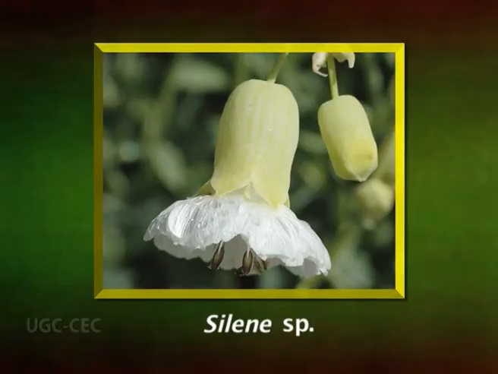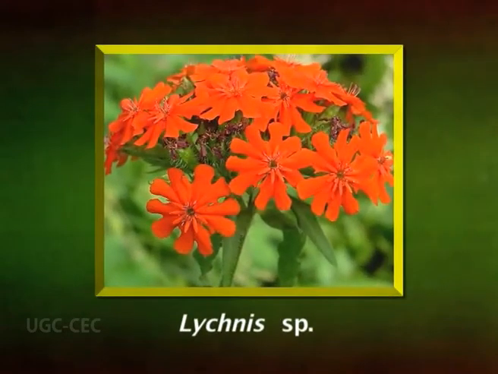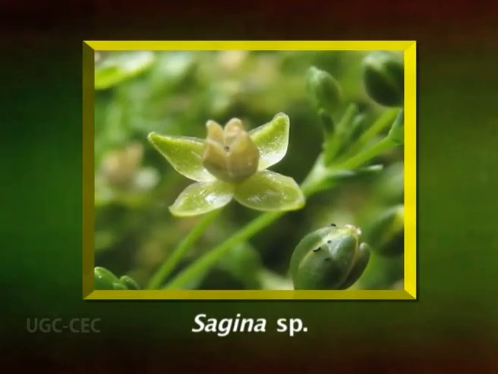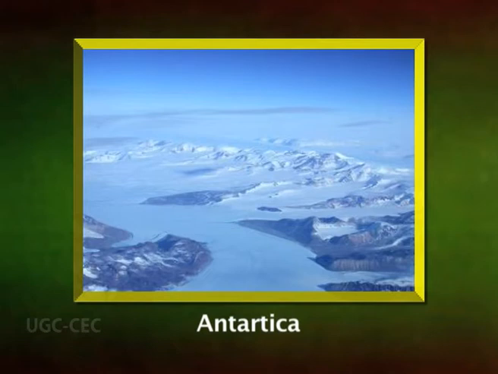Genera such as Silene, Lychnis, Arenaria and Sagina are found in the cold Arctic region, while genera such as Colobanthus and Lyallia are distributed in colder regions of the southern hemisphere, that is the Antarctica.